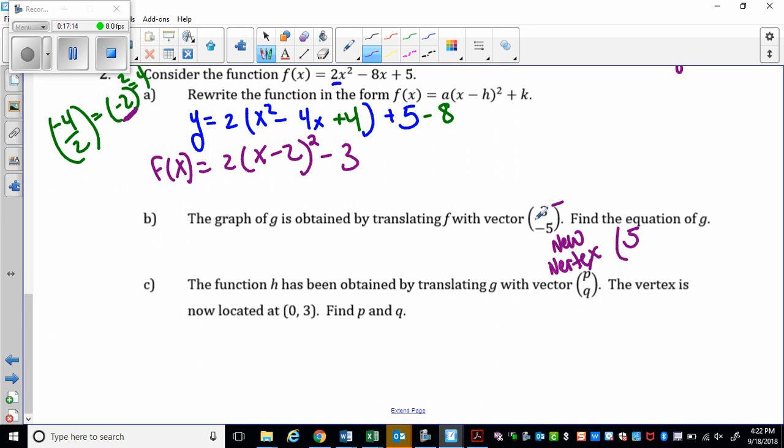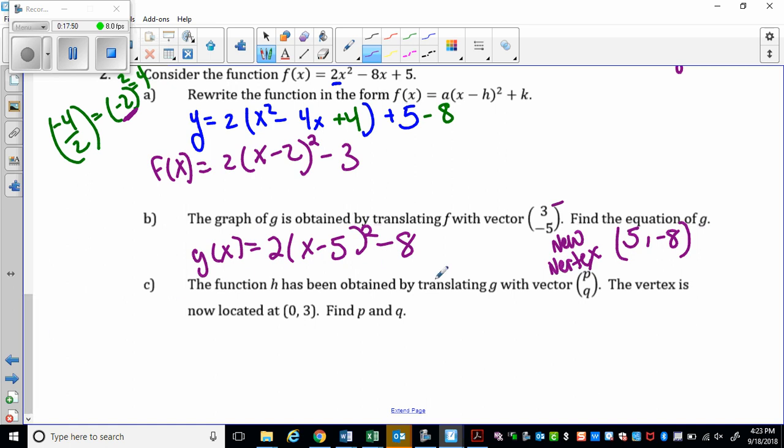And then remember, we keep the sign of our y value. So it was at negative 3. It looks like we're going to go down 5. This is going to be negative 8. And I'm just going to make sure that I plug it in properly. So my g of x equals 2, and then this is x minus 5 squared, and then minus 8. Keep the sign of the y value.